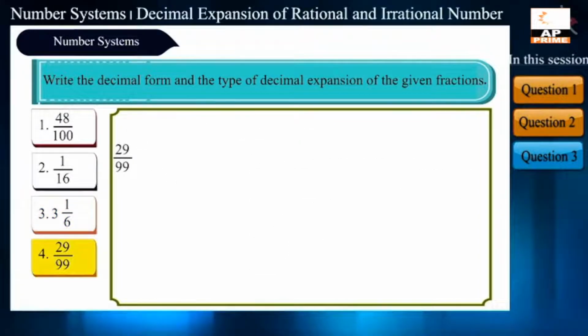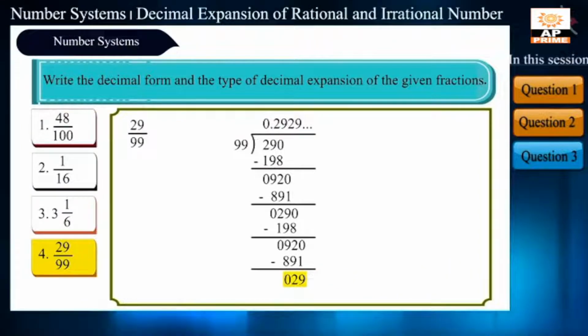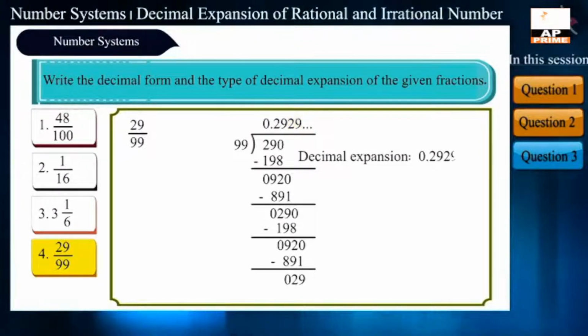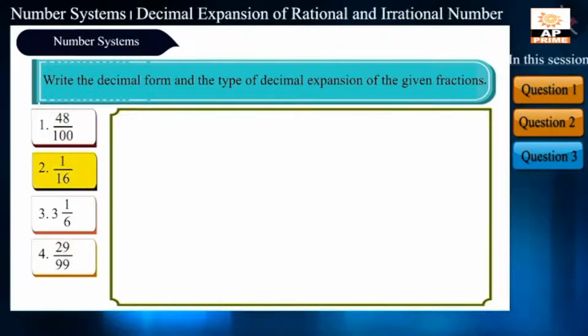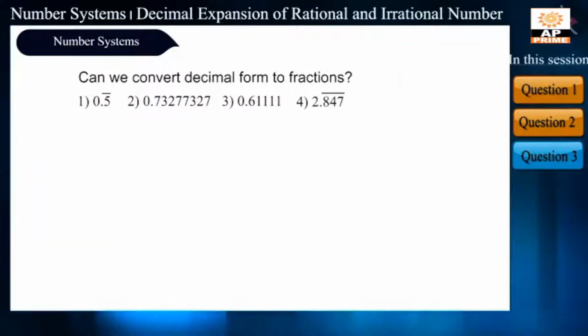Friends, let's look at the next fraction 29 by 99. If we solve this, we realize that the remainder is not 0. In the quotient, 2 and 9 keep repeating themselves, and the decimal expansion is 0.292929. We can also write this as 0.29 bar. Friends, upon looking at it, you can easily say that this expansion is also non-terminating, recurring. Friends, till now we converted fractions into their decimal form. Can we convert decimal form to fractions? Yes. Now, let's solve some questions related to the same.